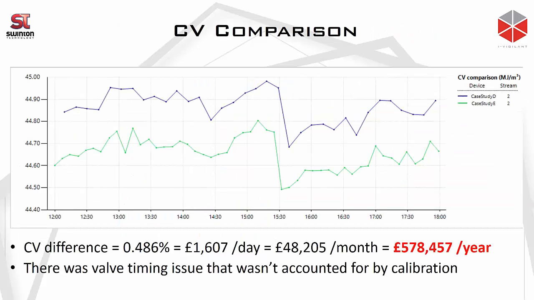However, when we see the actual CV difference, we get a CV difference of 0.486%. Now this is actually worth around 48,000 pounds per month, which is around 600,000 pounds a year. It's quite a lot of money to be lost here. What happened here is that there was a valve timing issue that wasn't accounted for by calibration. Now, we only detected this because we did the data comparison.